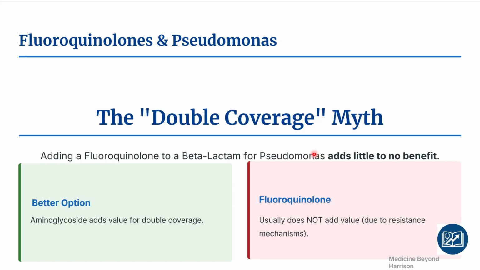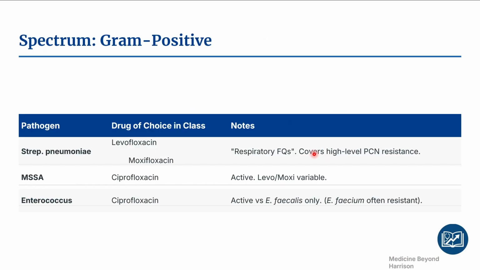Regarding Pseudomonas, people consider giving a beta-lactam drug along with a fluoroquinolone to cover for Pseudomonas, which adds little to no benefit. So double coverage that was used in the past is now a myth. A better option is aminoglycosides, which have value for double coverage. Fluoroquinolone does not add any value due to resistance mechanisms of Pseudomonas to fluoroquinolones.